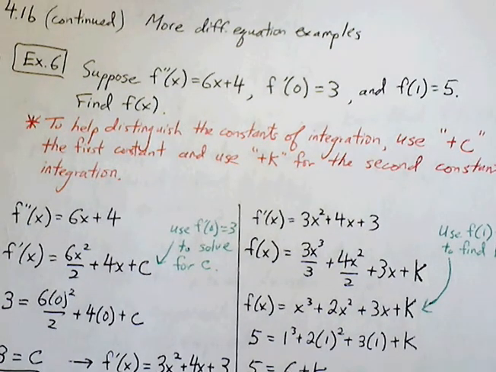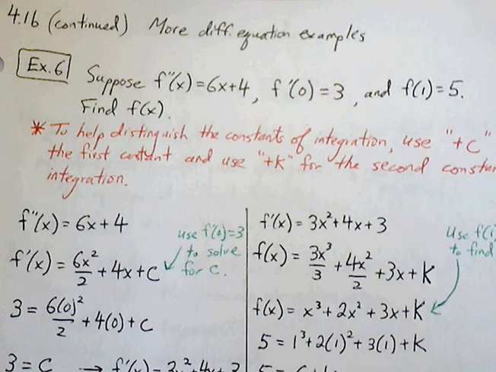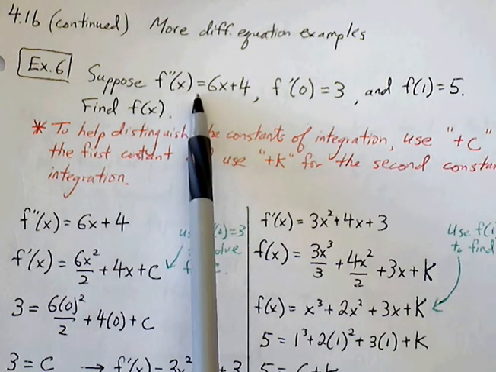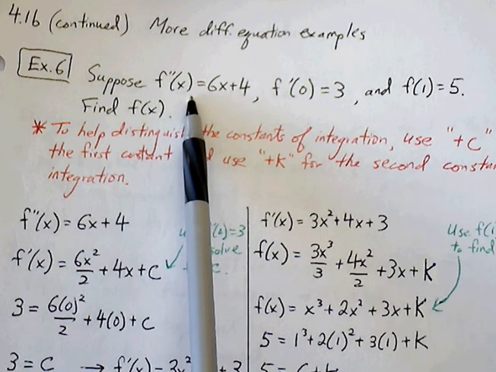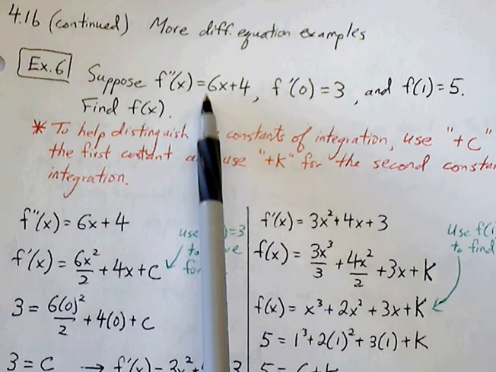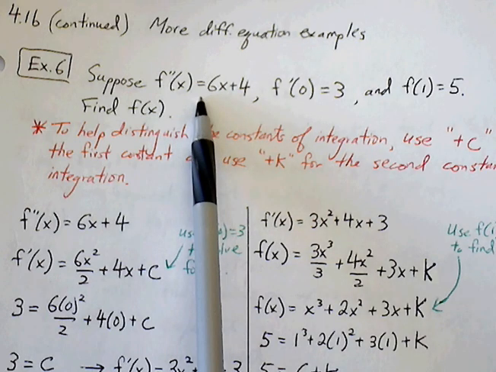All right, example 6. These are more differential equations. Now we are starting with f double prime, and we want to work our way back up to our original function. So we're going to have to find the integral twice.